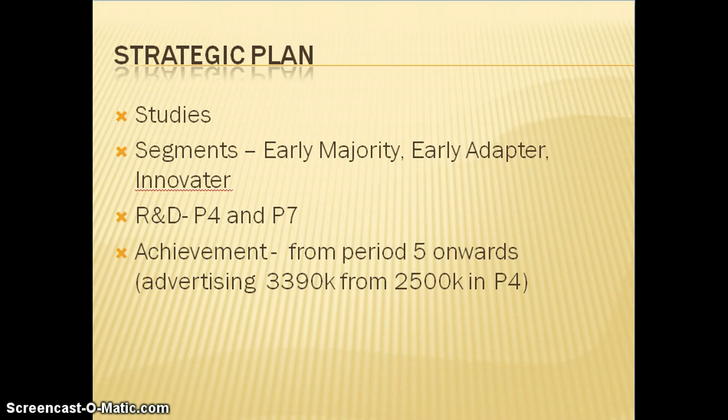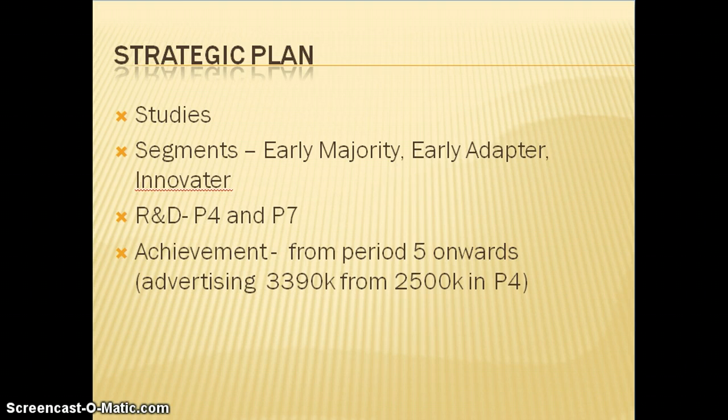Segments. In the first 4 periods, we concentrated on moving our products into segments 2, early adopters, and 3, early majority. In segment 2, we knew that the customers appreciated the value of electronic products and were willing to pay a good price for them. In segment 3, as soon as the product was established, the customers were willing to invest large amounts, and this meant gaining a large profit for our product.